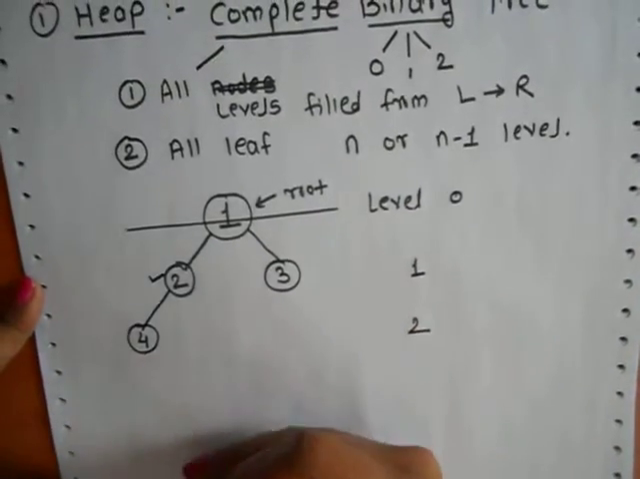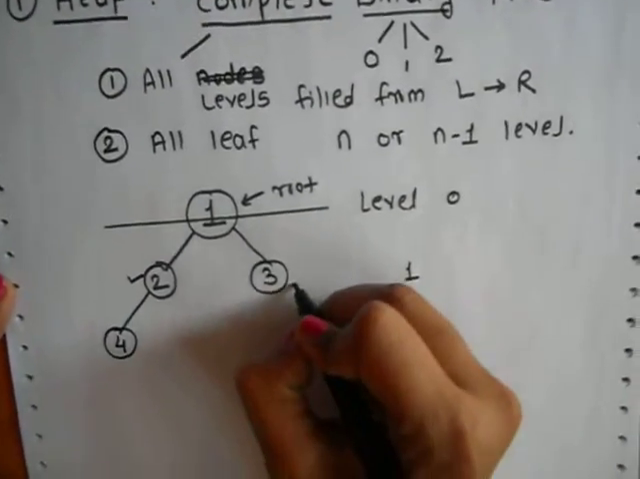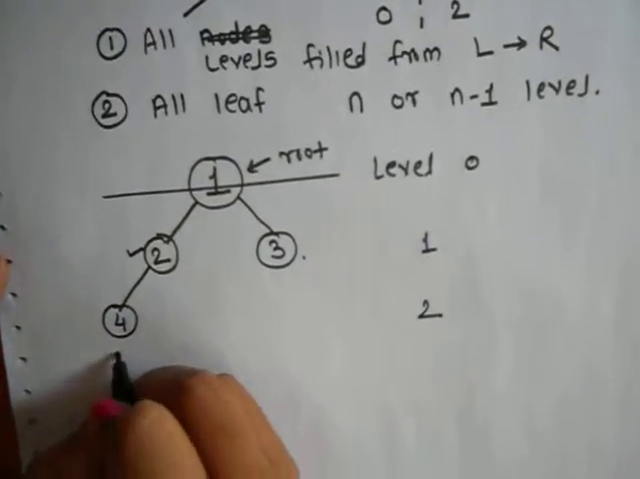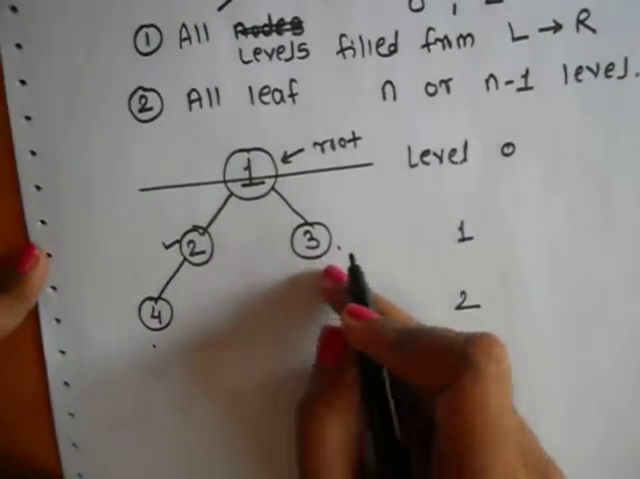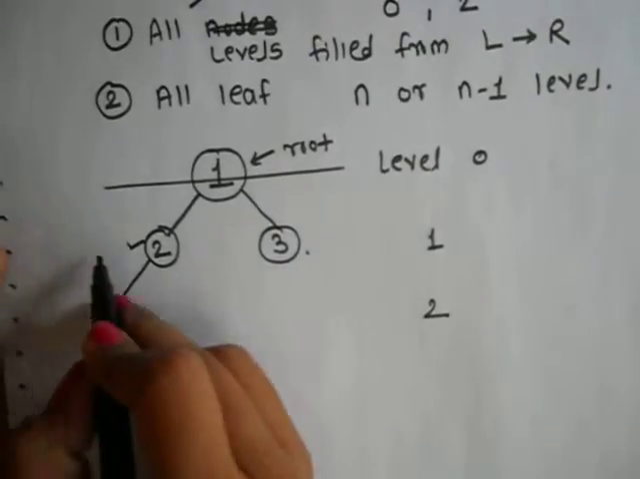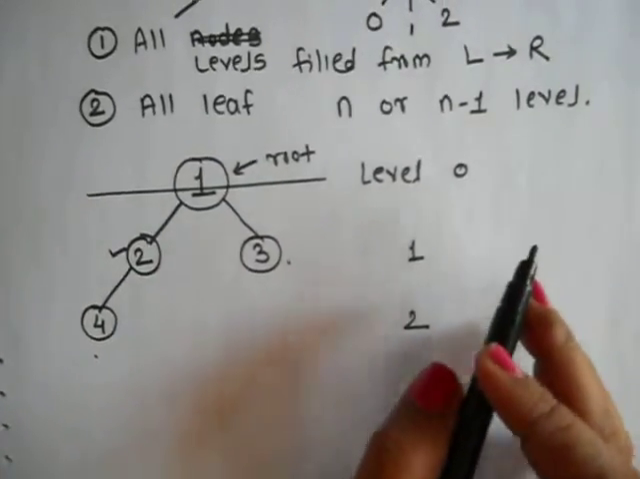And if you consider leaf nodes, 3 is a leaf node and 4 is a leaf node. All leaf nodes should be present at n or n minus 1 level.